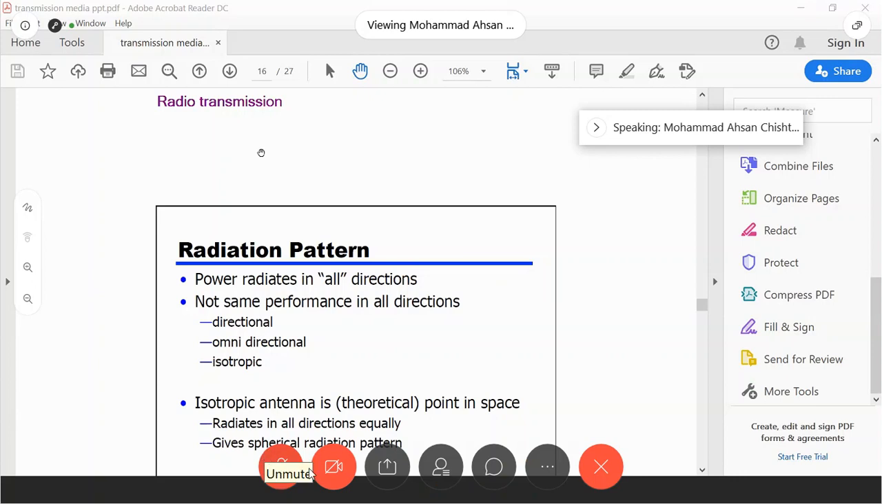So interference is a problem. Interference between users is a problem. For radio waves, there is licensing. Government does the licensing of this radio transmission. We have VLF, LF and MF bands for radio transmission.